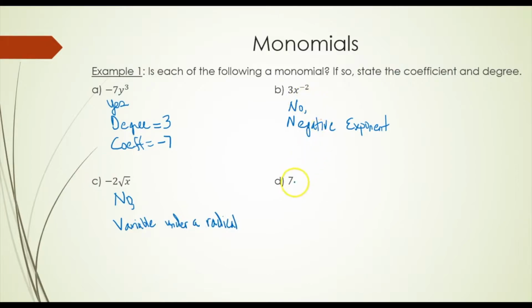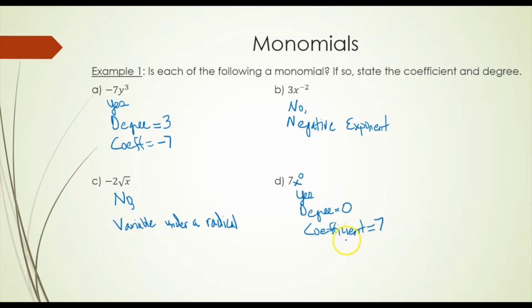In part D, I just have the number 7. Think about this one for a minute. Okay, your minute's over. So think about this more as 7 times the variable to the 0 power. That's 7 times 1, which still has a value of 7. Looking at it now, the power on the variable is 0, which is fine. That's a whole number. It's allowed. So the answer is yes. The degree is 0, and the coefficient is, well, we'll just say 7.